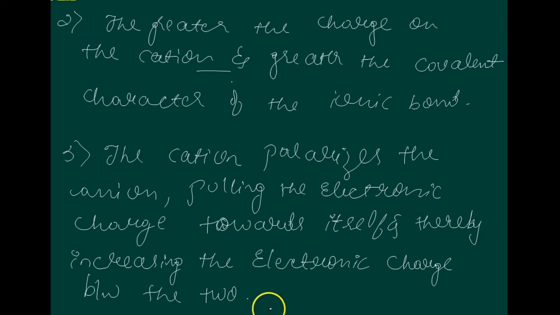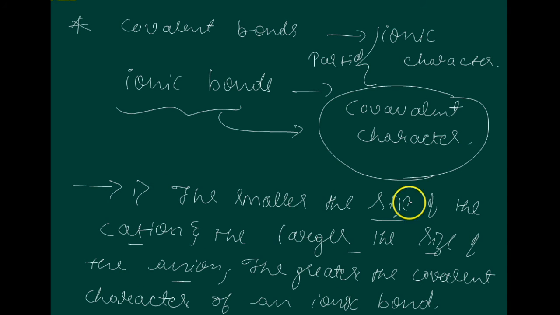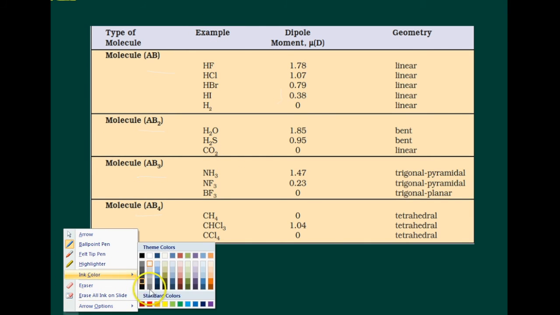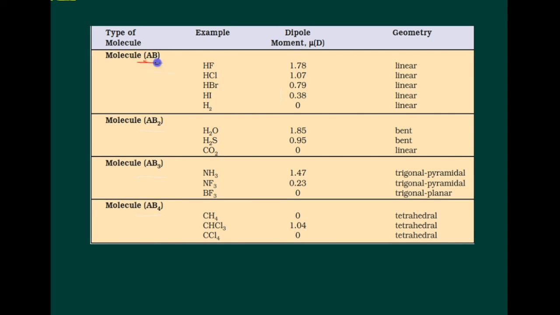Okay, so these are some points and rules which are explained in terms of Fajans. The next one, I think you have understood. Next, this is the dipole moment of selected molecules. Okay, so AB2, AB3, AB4, these are the examples for those. Okay, so these are the examples.